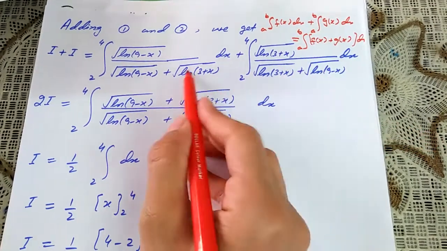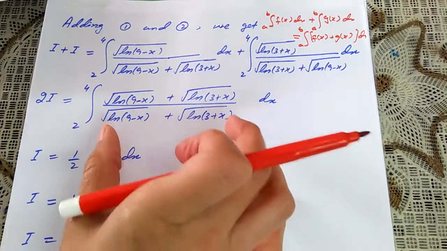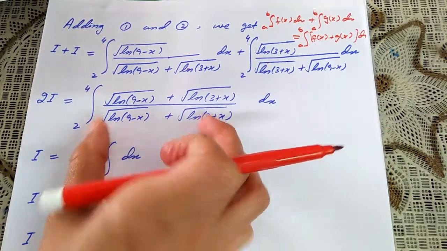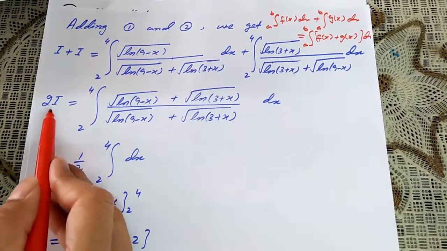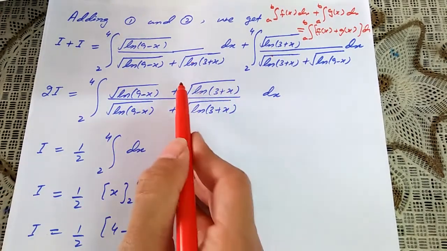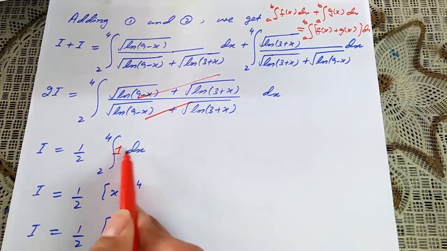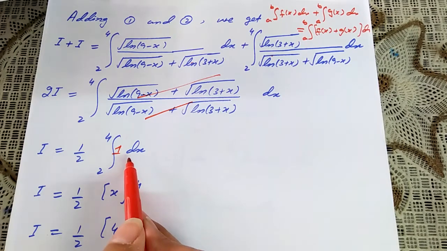You know that the denominators are the same, so the numerators will be added like this. So I got this thing in my answer here. Now this is 2i, 2 is multiplying here, it will divide on the other side. You see here your numerator is equal to the denominator, it will be cancelled. So you will get 1 dx in your answer here.